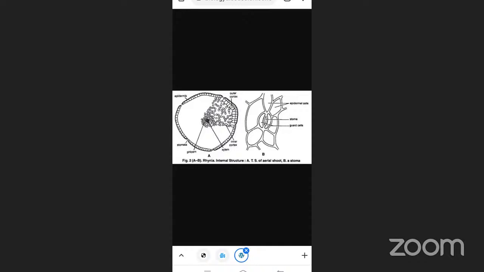An outline layer is there, with differentiation into three regions: the epidermis, cortex, and stele. The outermost layer is a single layer of closely arranged cells, and that one is the epidermis. The epidermis has a thick wall with a cuticle layer. So the outer epidermis has a very thick wall layer, which we call the cuticle. Some stomata are also present.